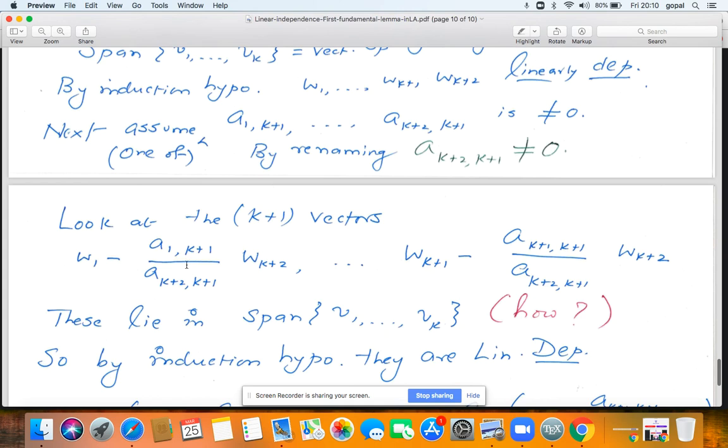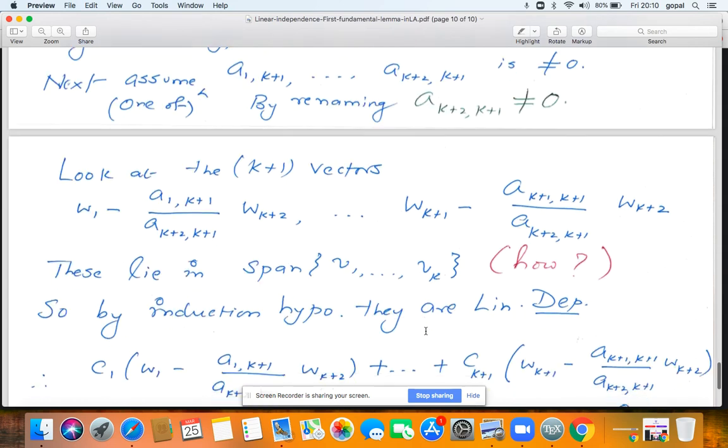And how many vectors are there in this list? k+1 vectors are there in this list. And where do they lie? They lie in the linear span of V1, V2, ..., Vk. That is, they lie in a vector space generated by k vectors. So by the induction hypothesis, they are linearly dependent.